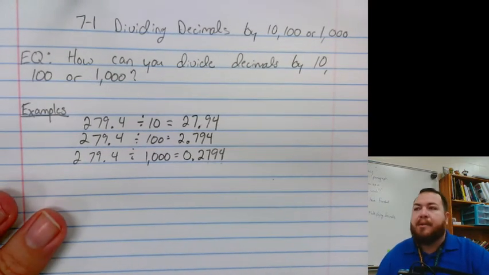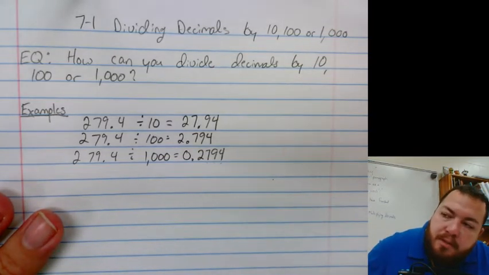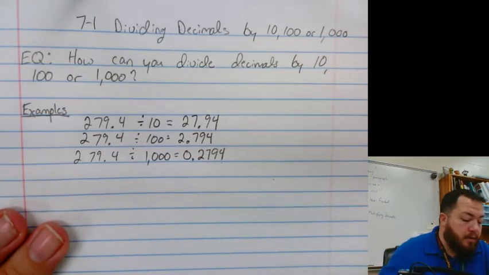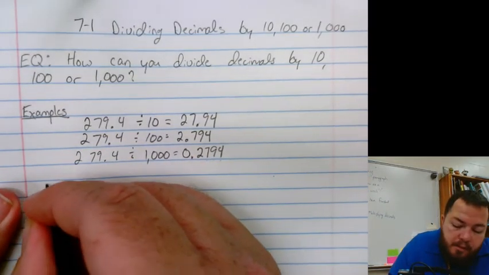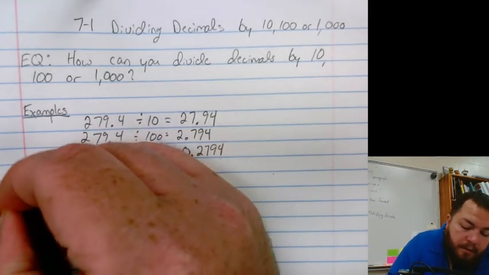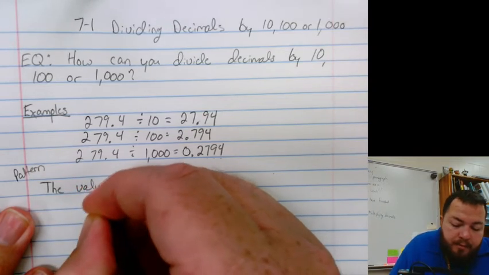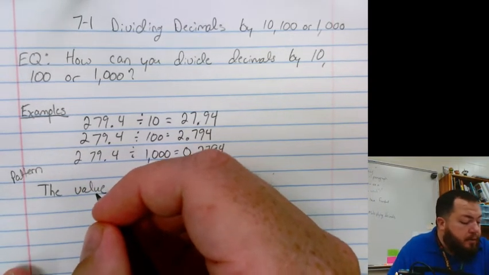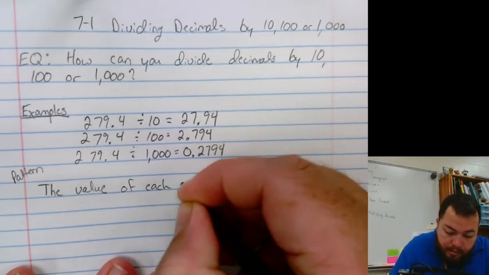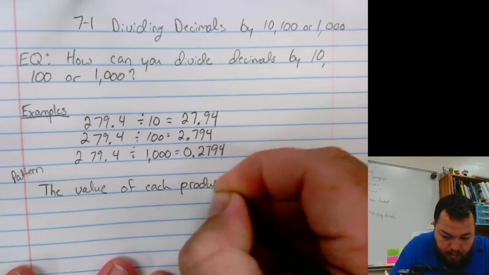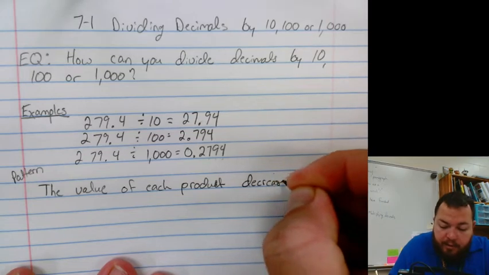So does anybody see the pattern? What is the pattern, Scott girl? Each time you go to a number with another zero, the answer drops one digit. Okay, so the value of each product decreases. You said dropped, right? Yeah. Can we use decreases instead?